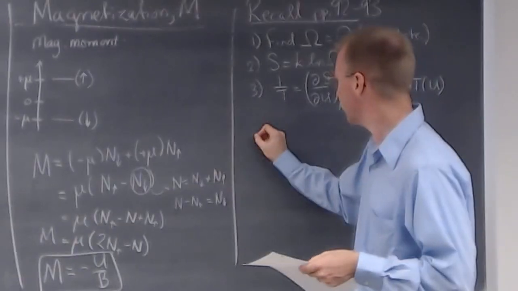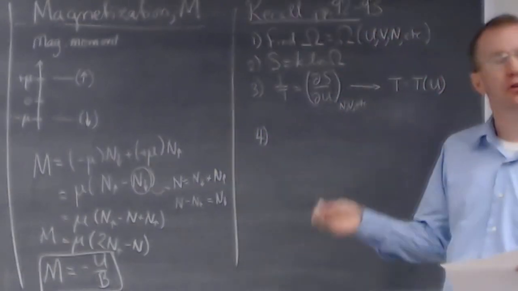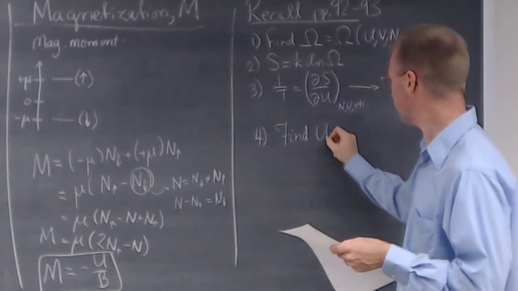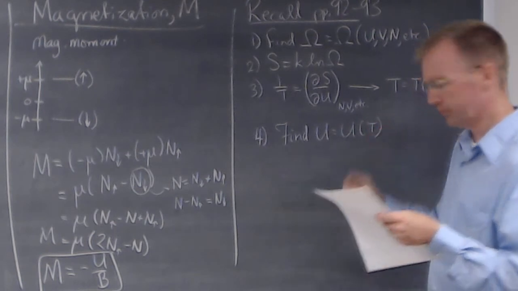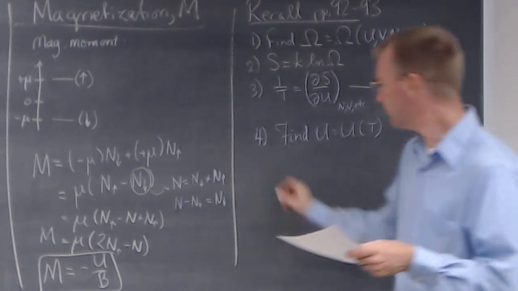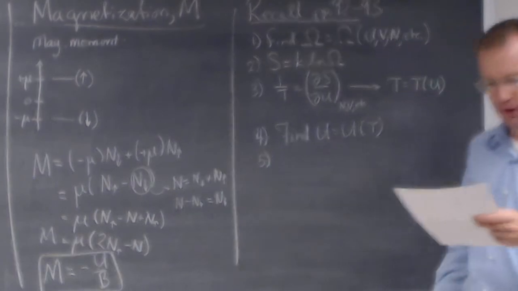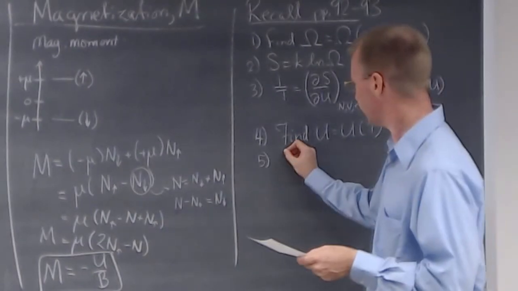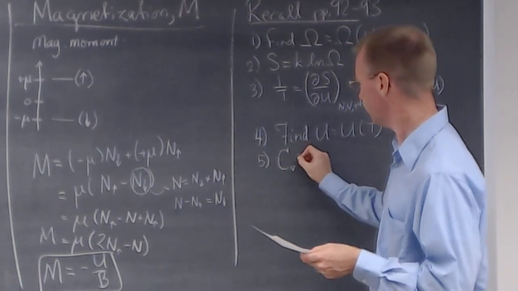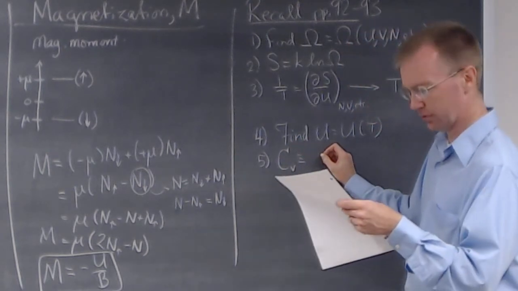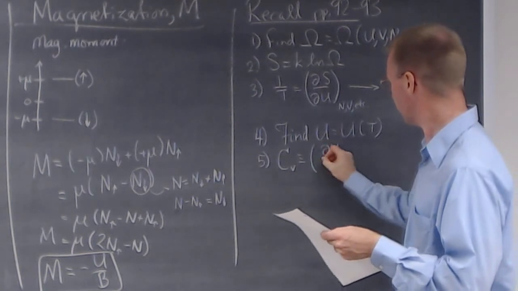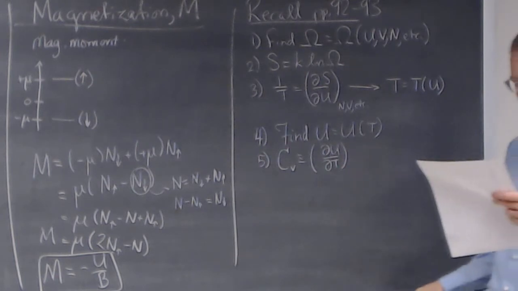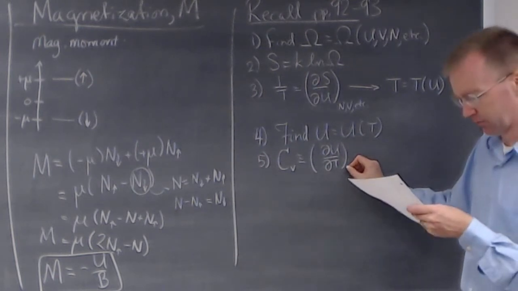Next, solve for energy as a function of temperature. And finally, find the heat capacity from this here. So heat capacity at constant volume is the partial derivative of energy with respect to temperature, holding all the other things constant.